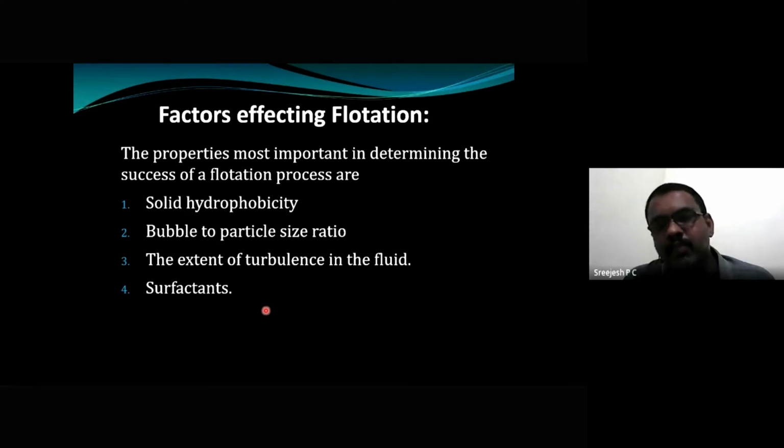And the extent of turbulence in the fluid also affects the stability of the bubble, so it needs to be considered. Turbulence is always required, as it helps in the movement of bubbles to the surface. But when the extent of turbulence is high, the bubbles will collide with each other and break before they reach the surface.